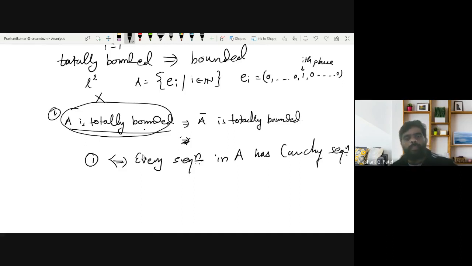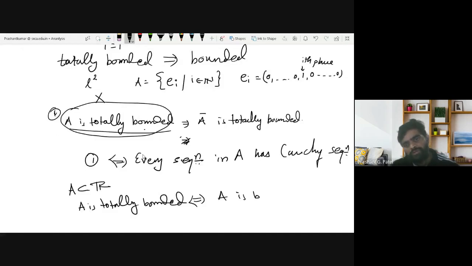So I think we have done up to this much, and also we have proved that if A is a subset of R and A is totally bounded, then if and only if A is bounded. Ultimately, what I want to say is, if A is a subset of R, then A is totally bounded if and only if A is bounded. Or I can say that bounded and totally bounded are equivalent in R.